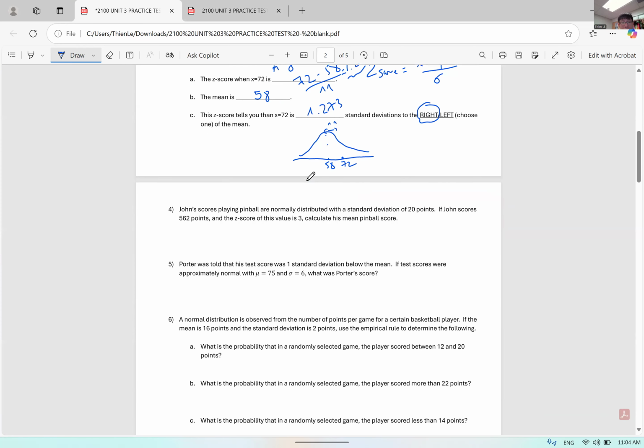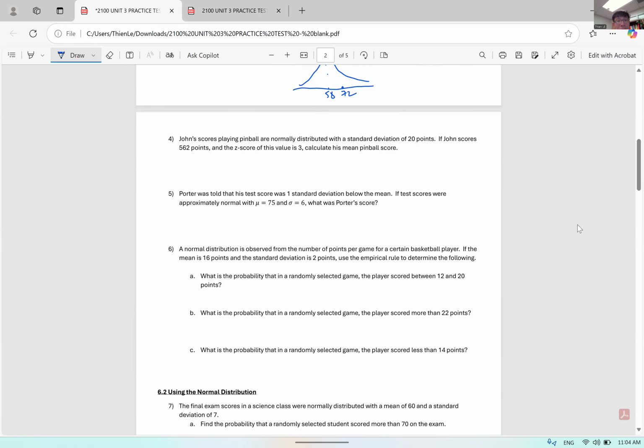For number 4, they're asking: John's scores playing pinball are normally distributed with a standard deviation of 20 points. If John scores 562 points and this score has a z-score of 3, calculate the mean. So this is a kind of backward problem. Now you have the z-score, you have the value, you have the standard deviation, and you need to find the mean. Recall the z-score formula again: the z-score equals x minus the mean, divided by the standard deviation.